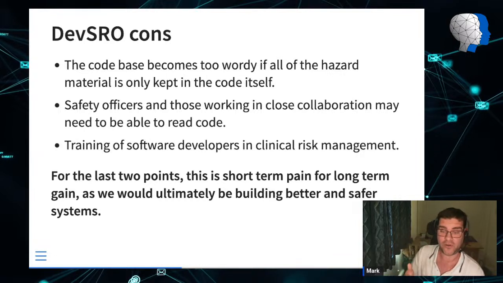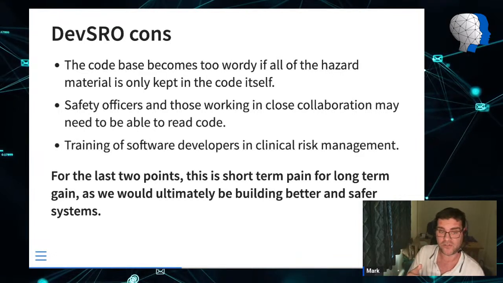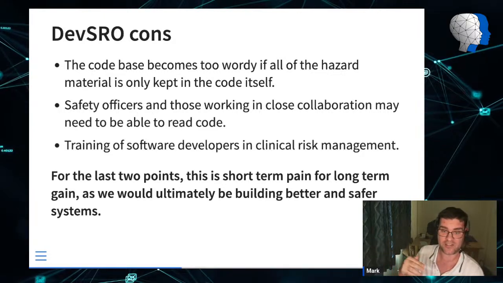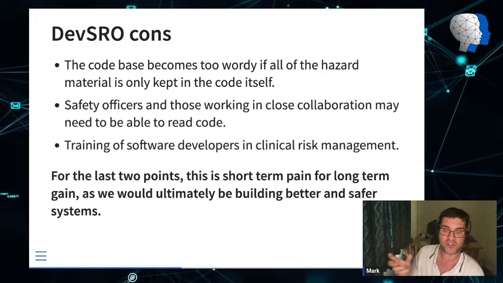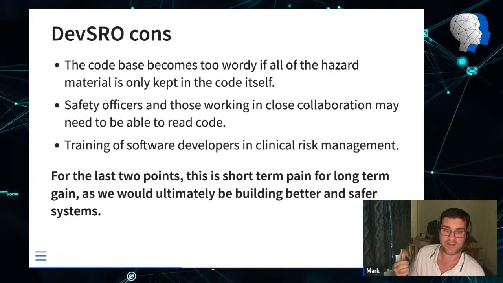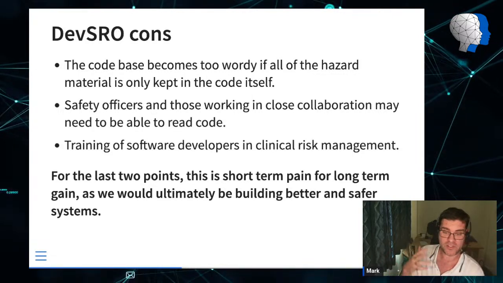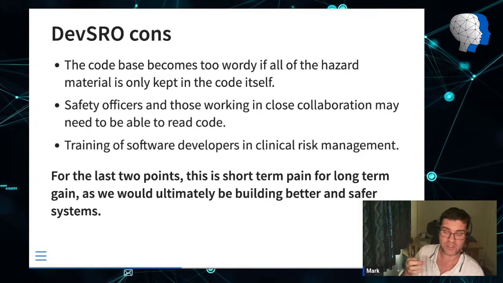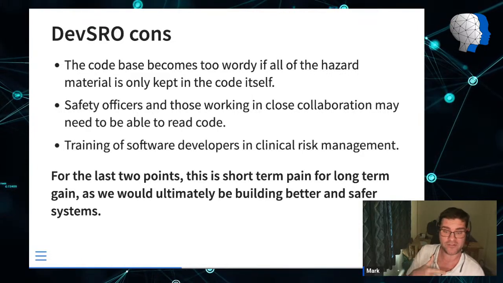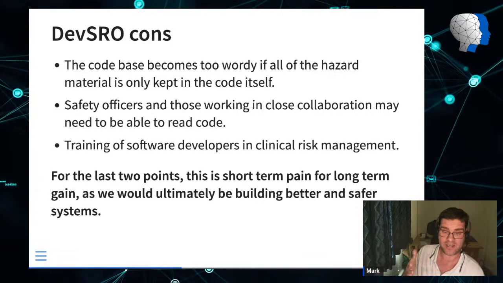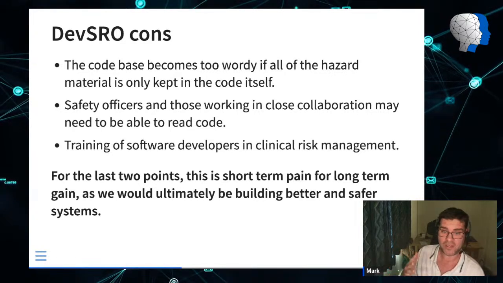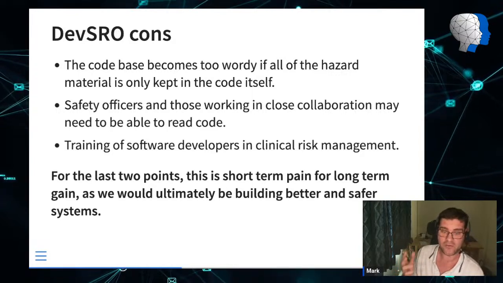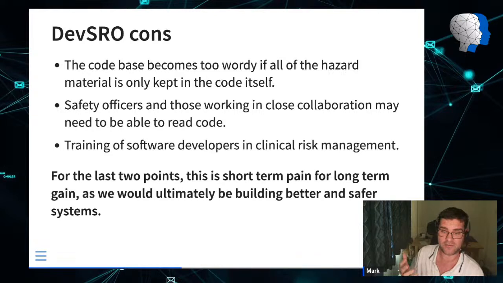And if you put hazards directly in code, the people that do the clinical side of things, the safety officers, then have to understand how to get into the code and read code. So there's a bit of training required there. And then also, because you're getting the software developers to actually incorporate hazard logging and clinical safety management in the code, you're going to have to get your software developers actually understanding clinical safety risk management. But for those two last points, I think those are short-term pains for long-term gains, because we would be building safer and better systems.